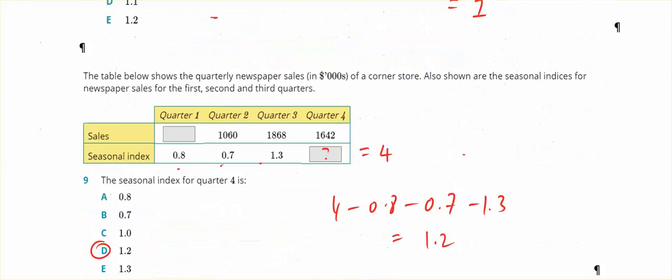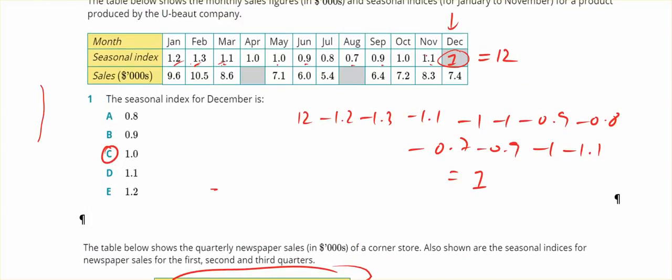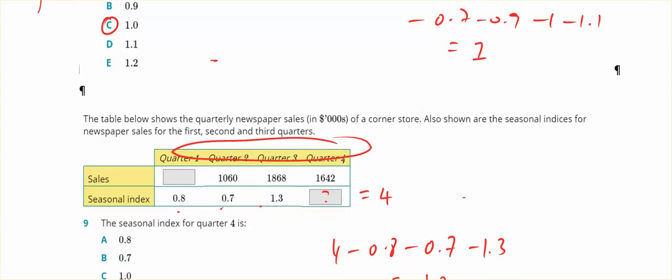So that's essentially how you do it. The trick is you need to find how many seasons you have in 1 year. That's the number it should add up to when you sum up all the seasonal indices. There's no real trick to it. You just need to understand that the sum of the seasonal indices for a whole year should equal the number of seasons in that year. So it's 12 for the months and 4 for the quarters. Hopefully that helps.